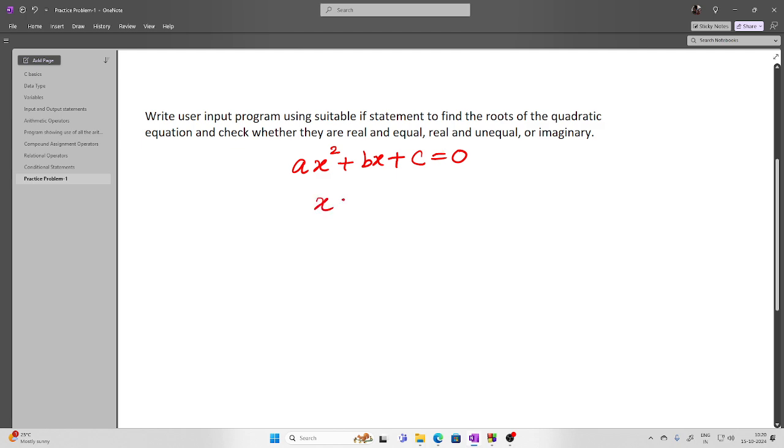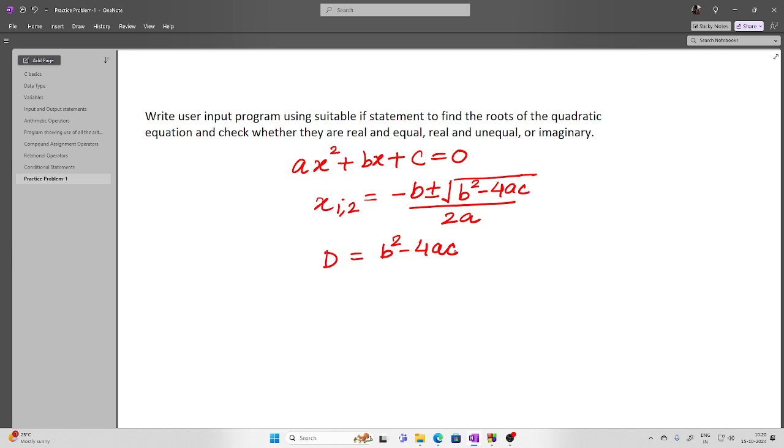The roots of this equation, there will be two roots, are minus b plus minus root of b square minus 4ac, divided by 2a. Now this particular thing which is inside the root is called the discriminant, that is b square minus 4ac. And you know, if anything inside the square root comes out to be negative, then that becomes imaginary. So therefore, if discriminant is less than 0, then roots will be imaginary.